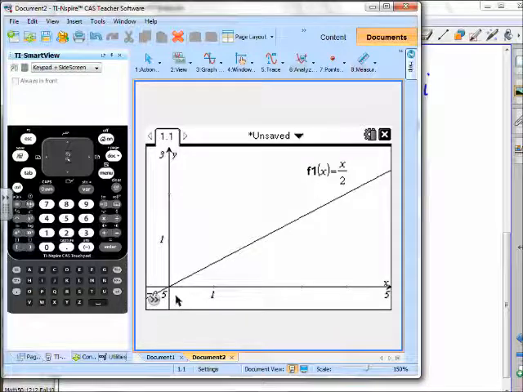So we want to integrate from 0 to 4. Okay, and we know the answer ahead of time. I just want to show you how you can do this, how you can see this on the graph.